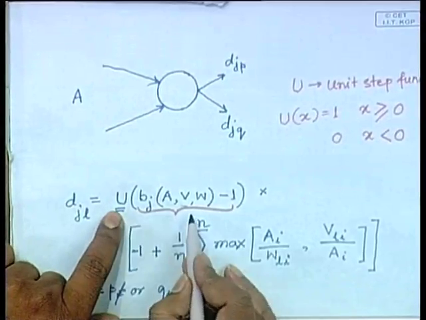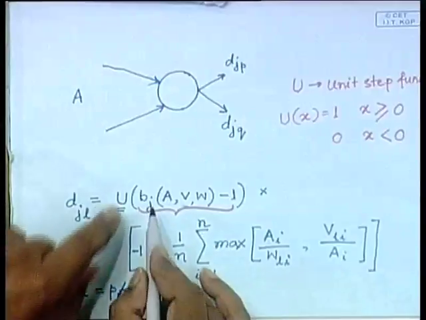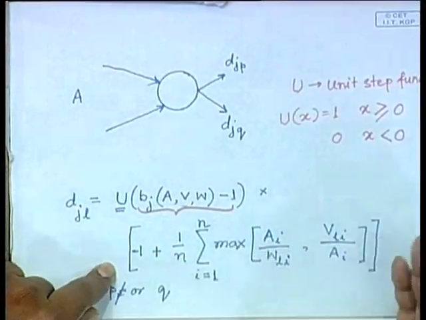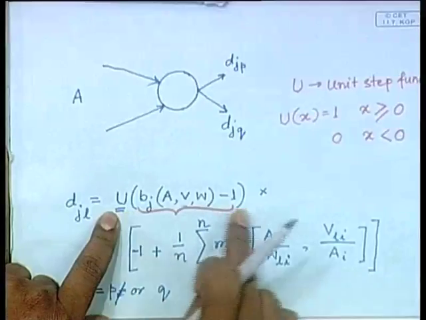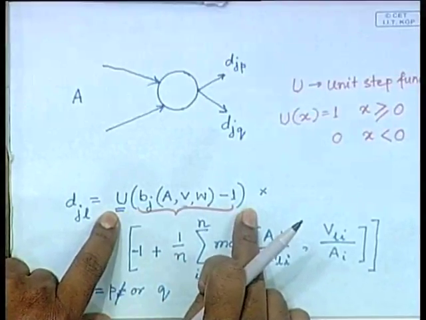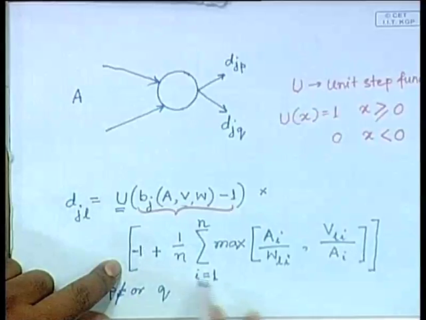Okay. If it falls outside the hyperbox, then this quantity is negative, it is less than 0. So, the value of u will be equal to 0, and if the value of u is equal to 0, then this entire product is equal to 0. So, there is no compensation. Okay. And if this u is 1, then the amount of computation depends upon what is the value computed over here.